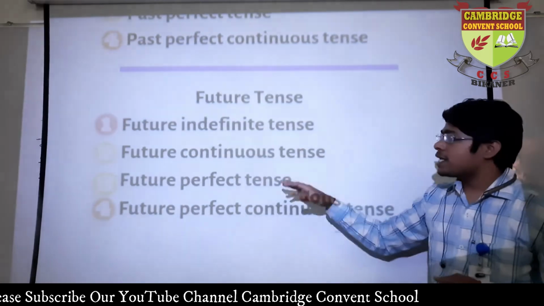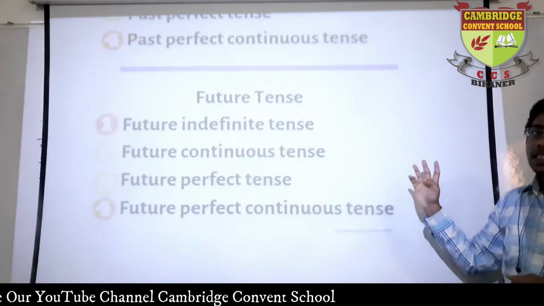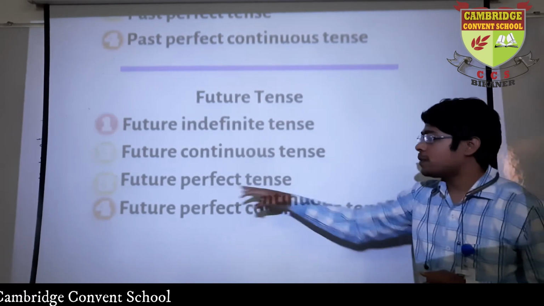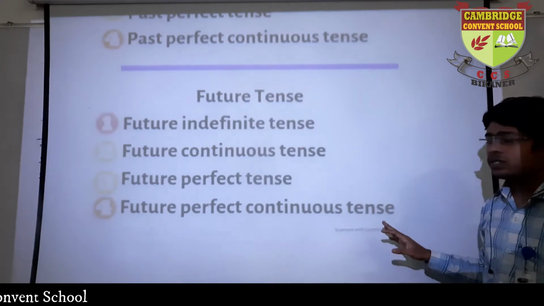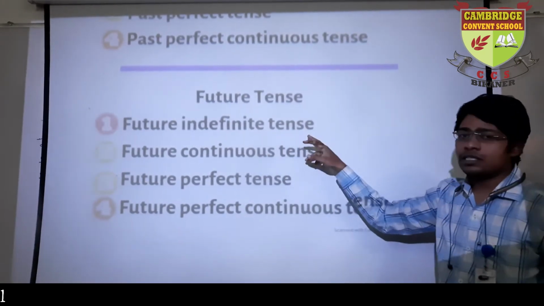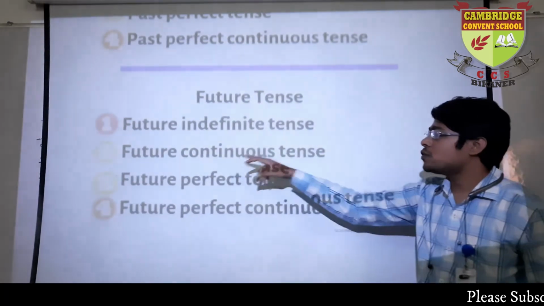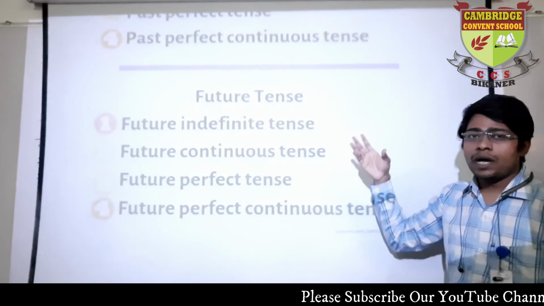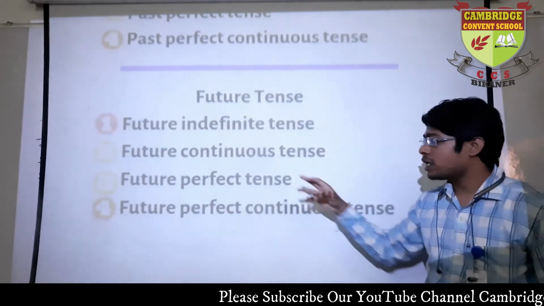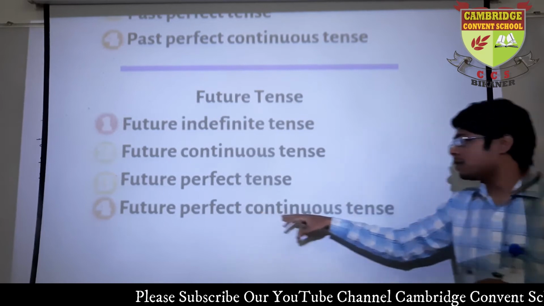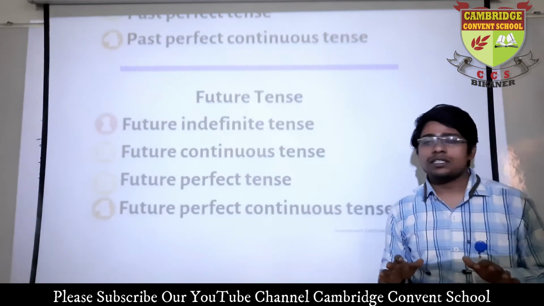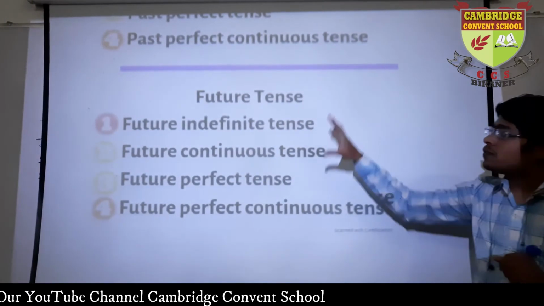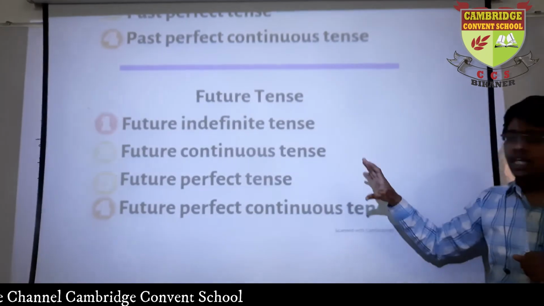Future tense also has 4 types, same as we discussed before: future indefinite tense, future continuous tense, future perfect tense, and future perfect continuous tense. Future indefinite tense is also known as future simple tense. Future continuous is as usual as we discussed in past or present continuous tense. So students, all tenses have 4 forms, and the forms in all the tenses are the same.